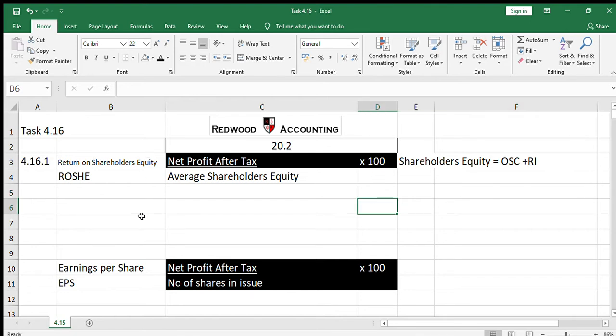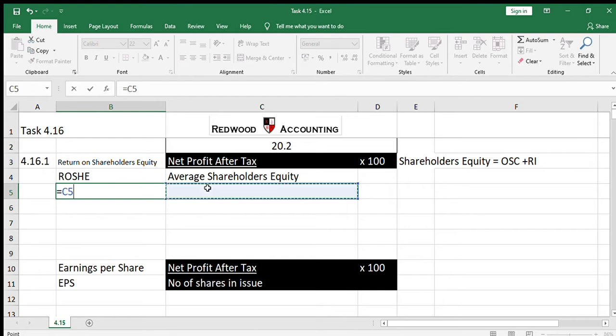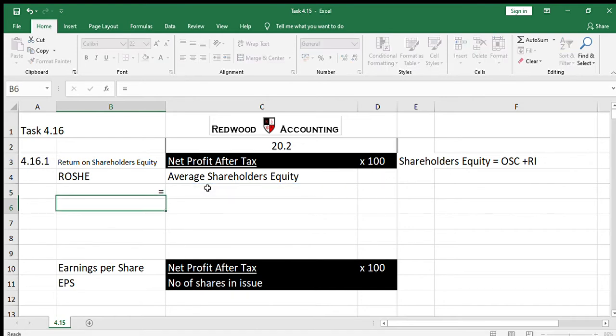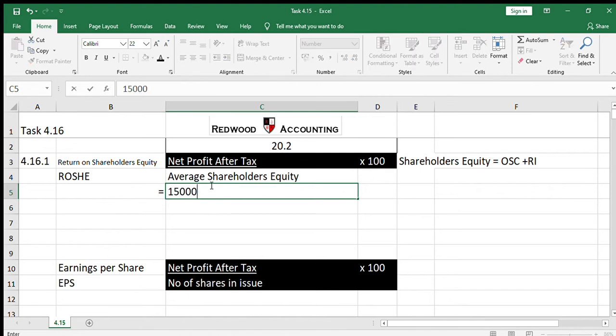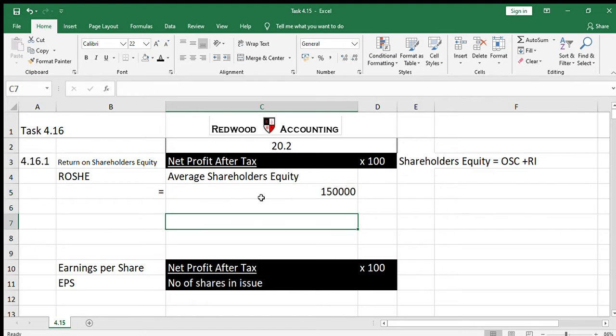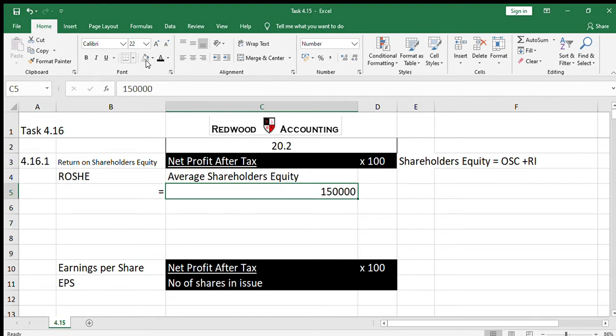Okay, so let's look in our question for the net profit after tax. Okay, so we've got the income statement information. The net profit after tax is given to us in the third line. So it is 150,000. Okay, just going to underline that so you can see that.